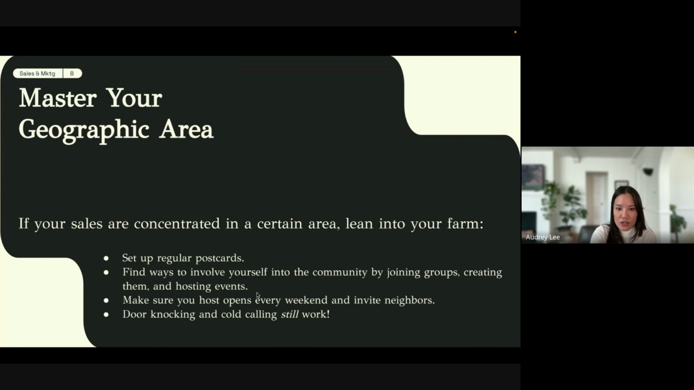Another thing you could do is door knock and cold call. I work with a team right now. He actually stopped doing postcards last year and hired an ISA to call the farm. And he generated about $11 million in listings from just the cold calling, versus he barely got any calls from his postcards. So if you really want to immerse yourself in the community, you can certainly do that.